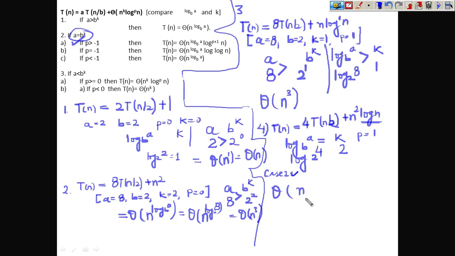n to the power log a base b. Actually either you can say n to the power k, or you can say n to the power log a base b. Both are the same thing because both are equal. So I am writing directly here theta of n square, because k is 2, and then log, what is p? P is 1, so p plus 1 is 2, log squared n. This is the answer.